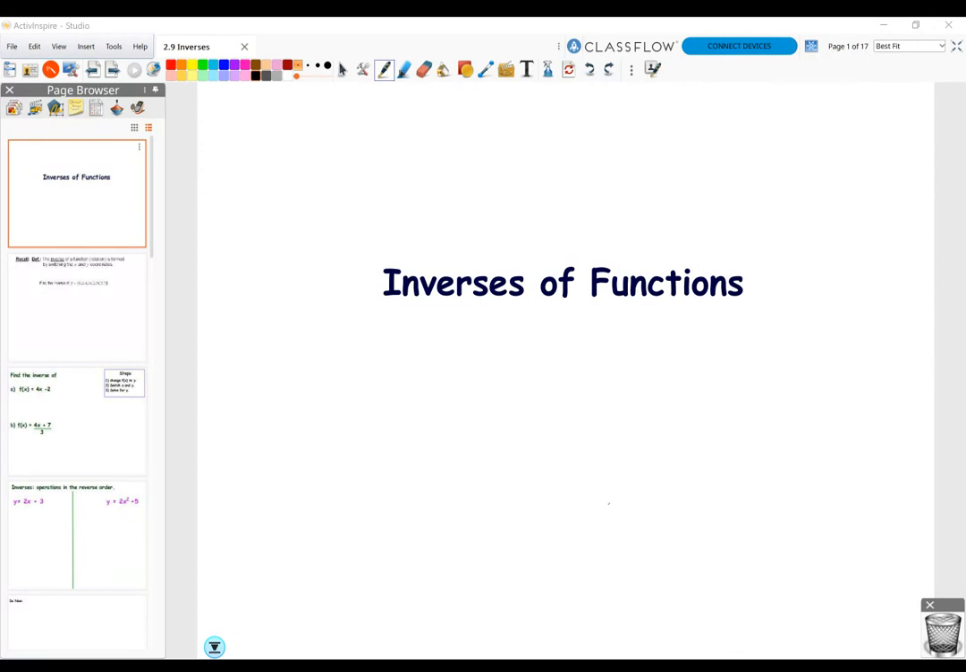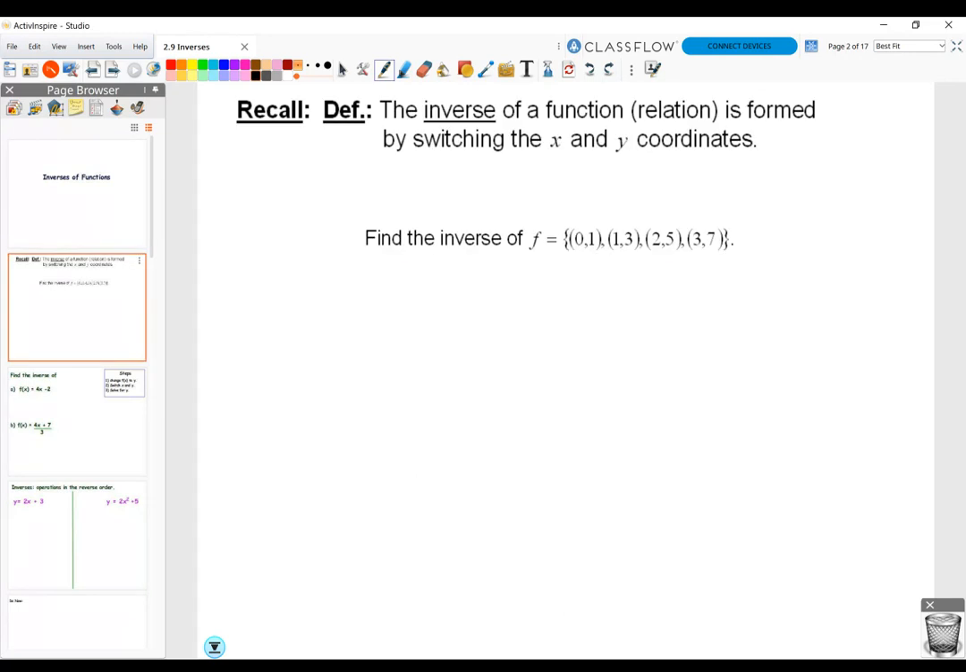All right, so today we're talking about what the inverse of a function is. So let's get a formal mathematical definition. By mathematical definition, the inverse of a function is formed by switching the x and y coordinates. Another way we can think about this is that the inverse is a reflection over the line y equals x. Okay? Because when I reflect over the line y equals x, I'm actually switching the x and y coordinates.